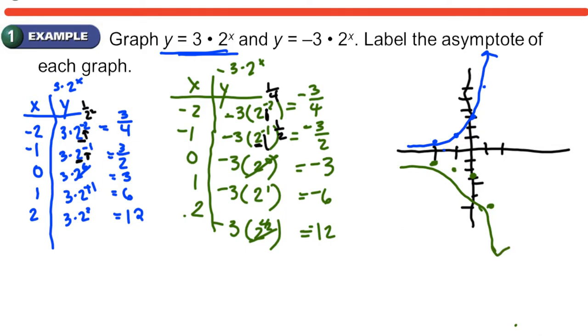All right, so now we want to find out what the asymptote of each graph is. Well, obviously these are approaching or coming from y equals 0. So the horizontal asymptote in both cases would be y equals 0, okay? Because they are both getting really close to that line, but they never cross it. All right, let's go ahead and go to example 2. This one took forever, I know, I'm sorry.